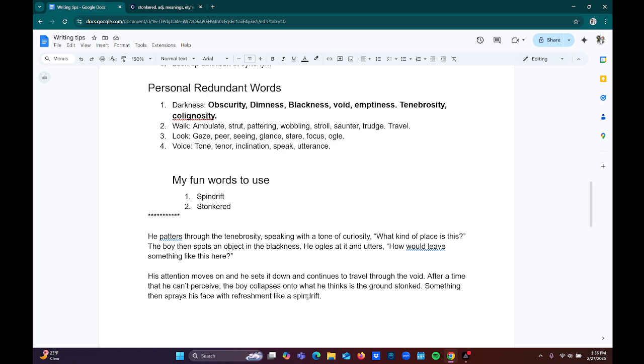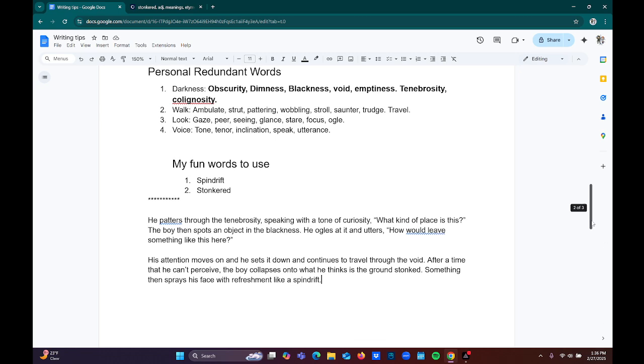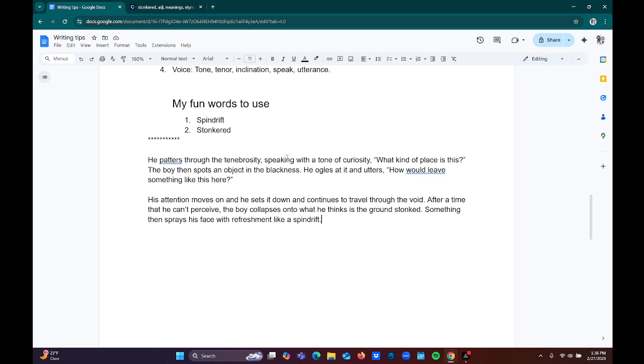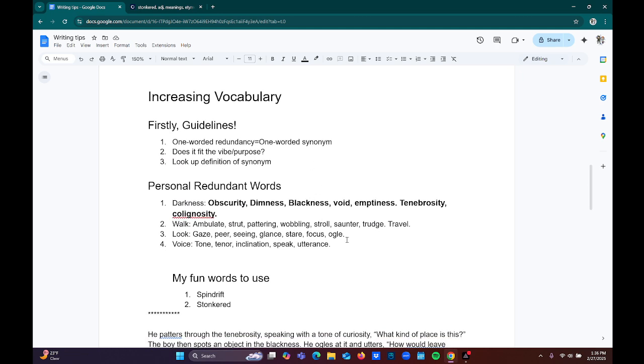So, here we go. We have a little story here using some of our little synonyms and some of the words that we got from the word of the day of dictionary places. And that is some of the ways you can increase your vocabulary. I hope this helped, and I hope you have a wonderful day.